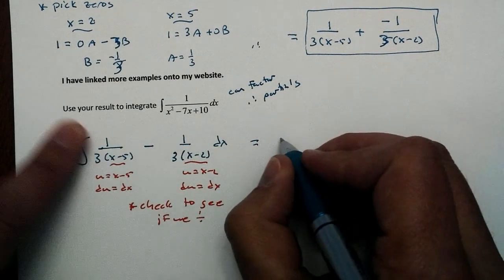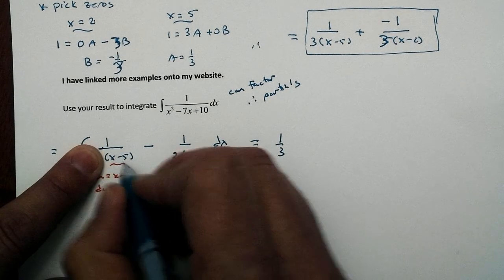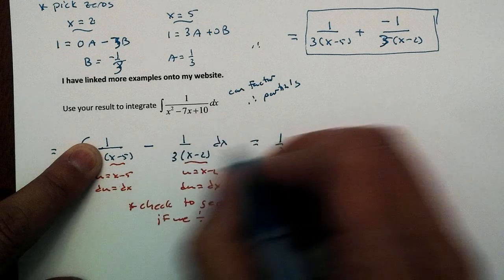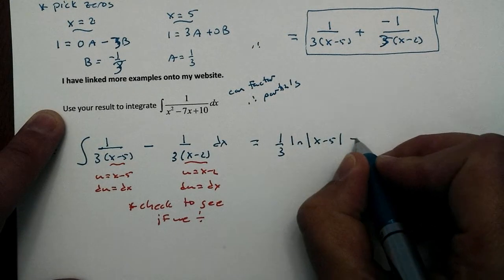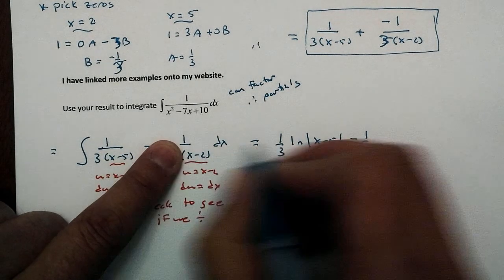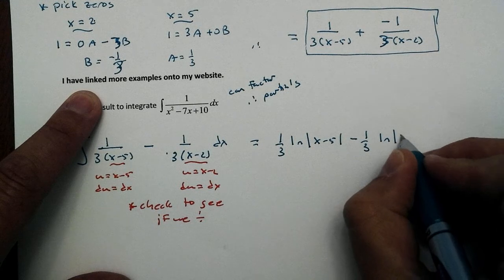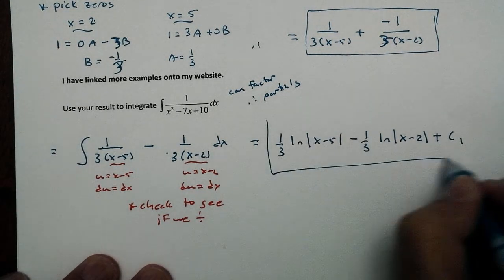This is a constant. I'm going to get 1/3. 1 over x minus 5, that's just the natural log. Because remember, that is 1 over u. So that's just the natural log of x minus 5 minus 1/3. And this again becomes 1 over u again. Natural log of x minus 2 plus c1. And there's your integral right there.